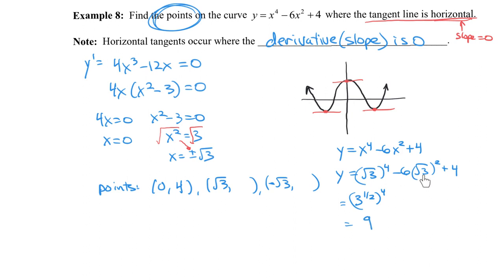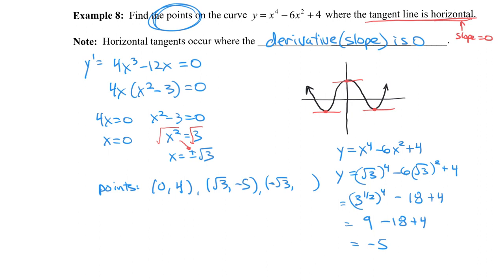Over here, we've got the square root of a square, so these are really going to cancel out, right? So if you take the square root of 3 and square it, you just get 3. So you get negative 6 times 3, which gives us minus 18 and then plus 4. So 9 minus 18 is negative 9 plus 4 makes negative 5. So this y coordinate here is negative 5.